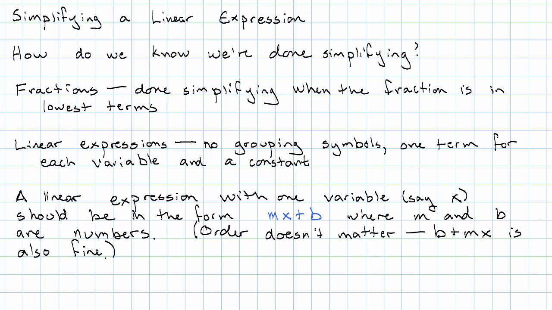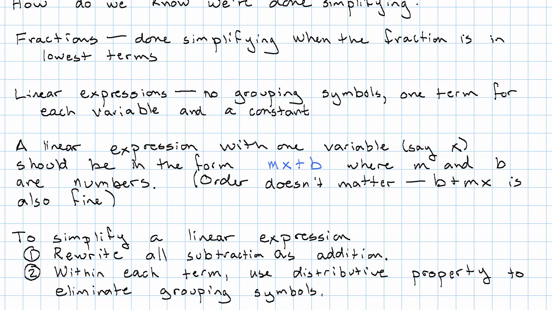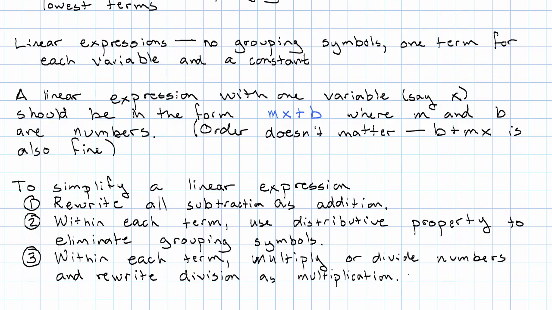For linear expressions, just like fractions, we have a set of steps that will get us there. Our first step is going to be to rewrite all of the subtraction as addition. Once we've done that, we're going to first work within each term. Within each term, we'll use the distributive property to eliminate grouping symbols. Then, continuing to work within each term, we're going to do any sort of multiplication or division of numbers, and if we have any division left at the end, we're going to write it as multiplication.